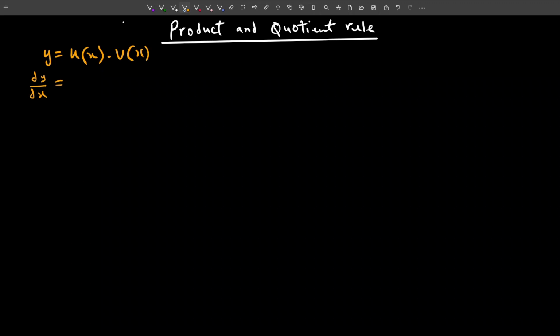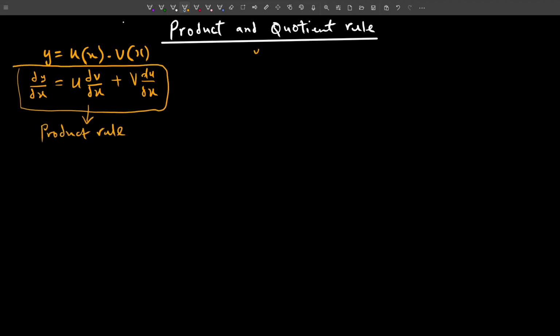Whenever we are multiplying two different functions, we use a formula which is called the product rule, which is u dv dx plus v du dx. So this is the product rule.